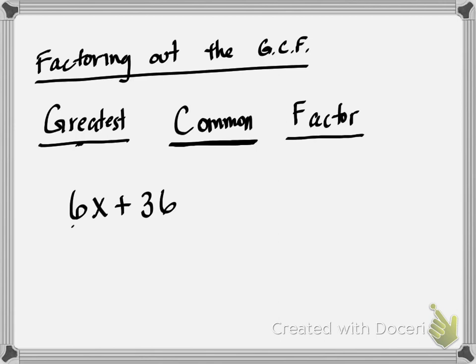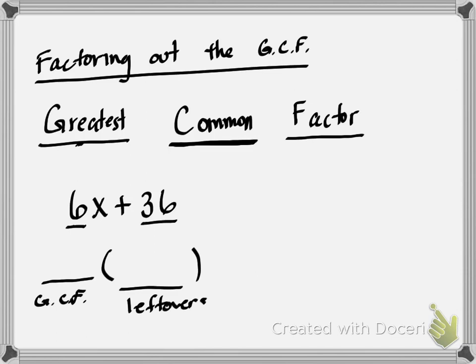Okay, so hopefully you found that the number is 6. I can divide 6 by 6, and I can divide 36 by 6. And so what we do is we put the GCF out here, and then we're going to have some stuff in the parentheses, and I call this the leftovers. Or it's the leftovers after you divide both of these terms by 6. After I divide that by 6 and that by 6, I'm going to have some leftovers. Okay, so we're going to put the GCF out here as a 6.